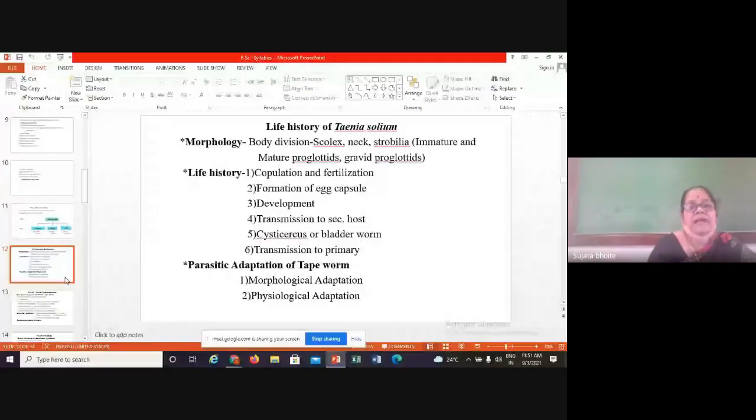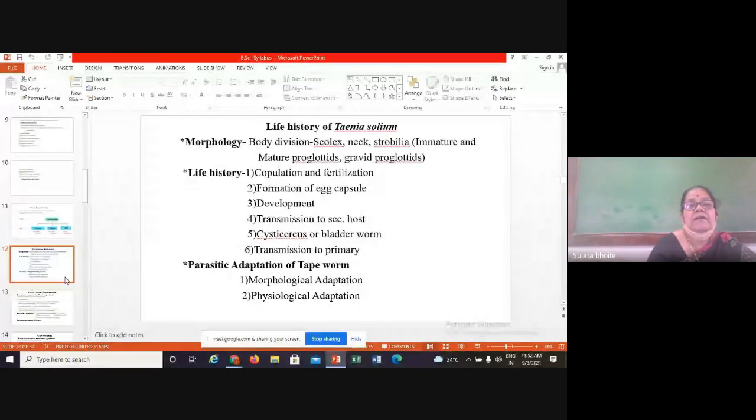Next point is the life history. Life history consists mainly of copulation and fertilization. Second point is the formation of the egg capsule. Third point, development. Fourth point, transmission to the secondary host. Fifth point is the cysticercus or bladder worm. And sixth point is the transmission to the primary host.